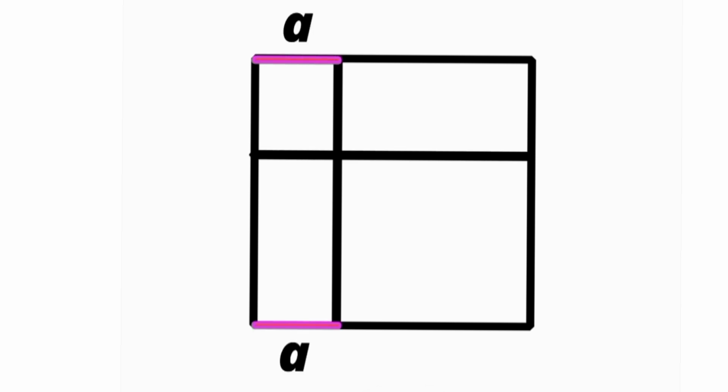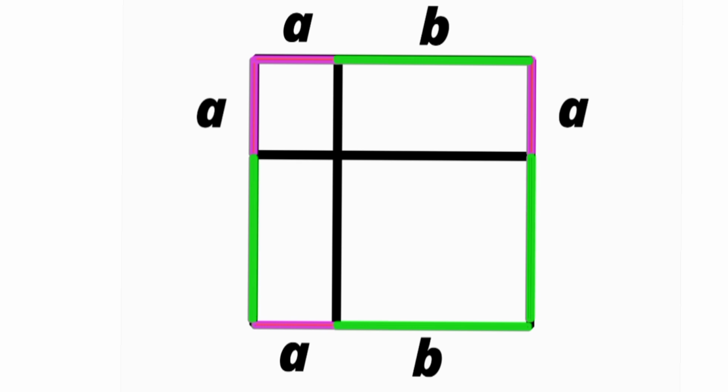Now, let's draw a quadrilateral and divide it this way. Let's call this part A and this part B. Similarly, this part is A and this part is B. Now we have to find the total area of it.